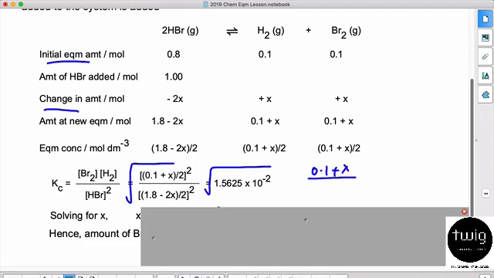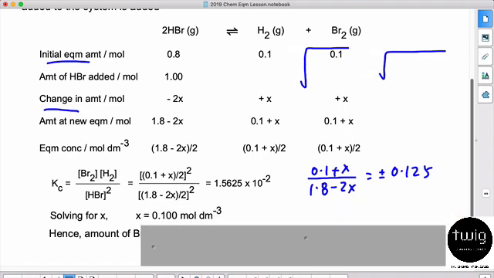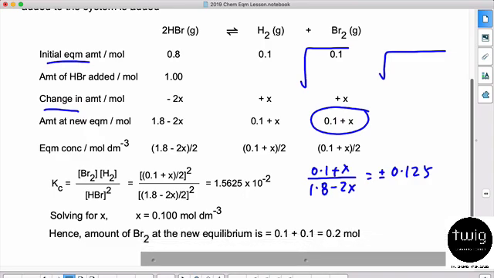0.1 plus x over 1.8 minus 2x equals plus minus, and you square root that, it's actually a nice number, 0.125. I don't think I need you to solve it here, because it's not quadratic anymore once I do it this way. So you solve for x, which will be 0.1. So the amount of bromine at the end is 0.2. I take it as you can do it. It's maths only, right?